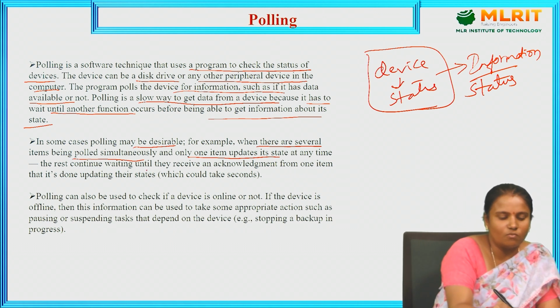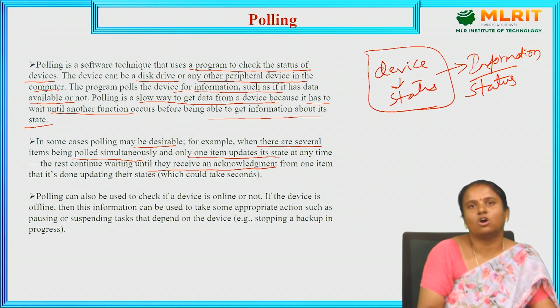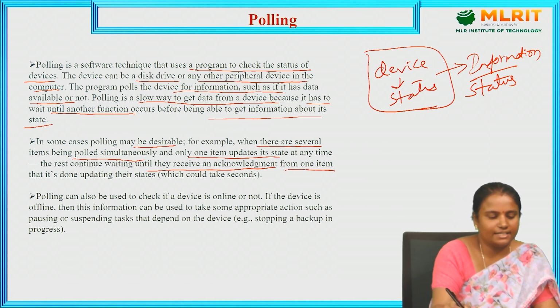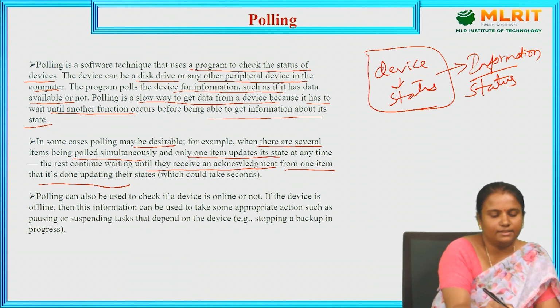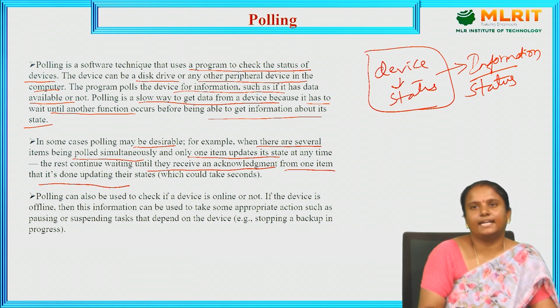The rest continue to wait until they receive an acknowledgement. So if the status of the first device is completed and the next device is waiting to have its status checked, until we get the acknowledgement of the first device, it does not accept the second device. Until it completes its device status, it does not accept the next device for its acknowledgement. One after the other, each gets its state acknowledged by the receiver. Either it is currently working or it is not working, and this is given by the polling status information.